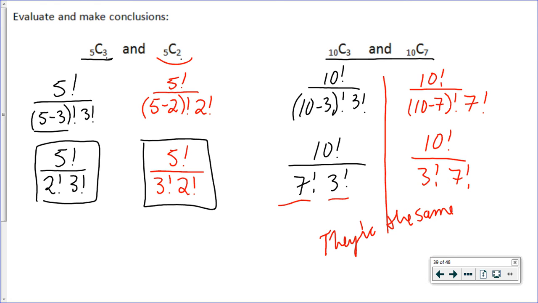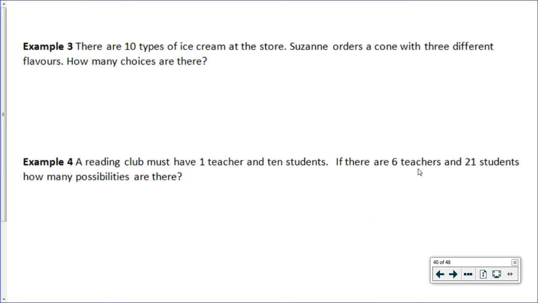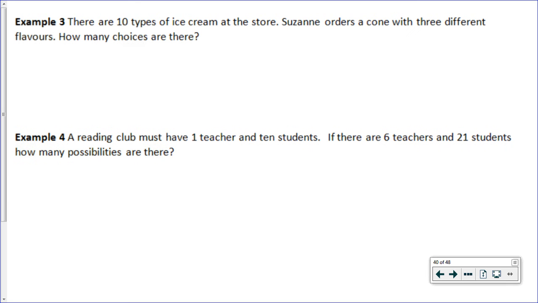So let's now turn our attention to a couple of examples where we're asked to determine how many different combinations there are. Here it says there are 10 types of ice cream at the store. Suzanne orders a cone with 3 different flavors. How many choices are there? So what this is basically saying is that a vanilla, strawberry, chocolate cone would be the same as, say, a chocolate, vanilla, strawberry cone.